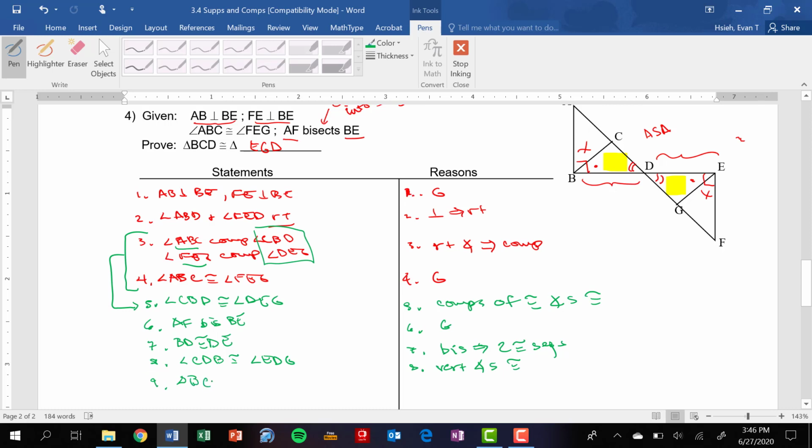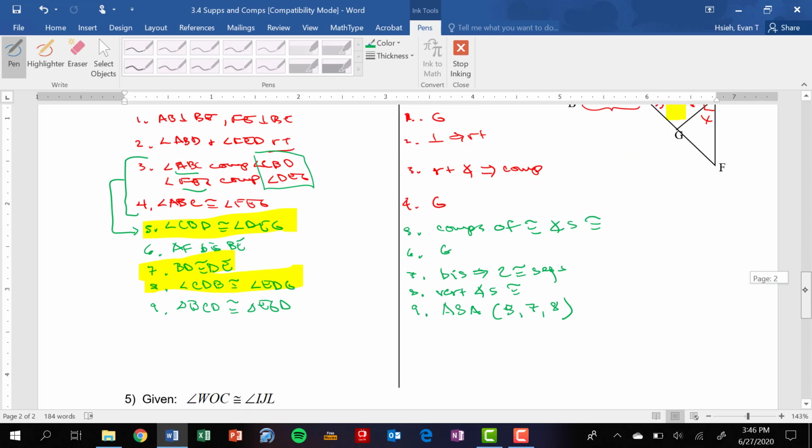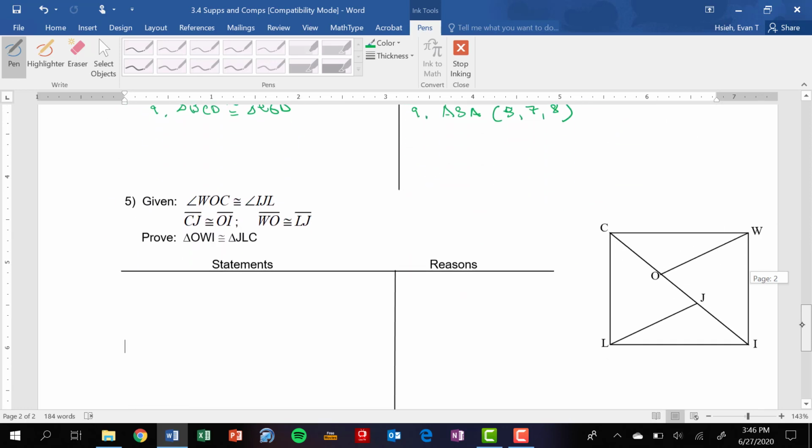All right, let's finish it off. Triangle BCD congruent to triangle EGD. Step 9, angle, side, angle. Okay, let's find the steps. Looks like it's from step 5, step 7, and step 8. Okay, so it's 5, 7, and 8. All right, 9-step proof. We almost got to 10 steps there. That was pretty exciting.